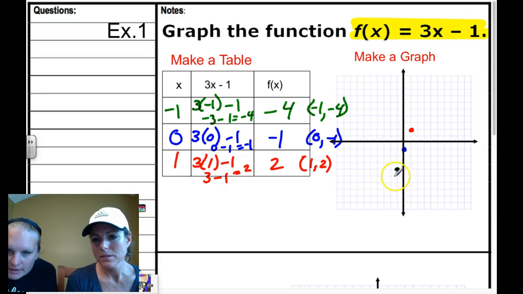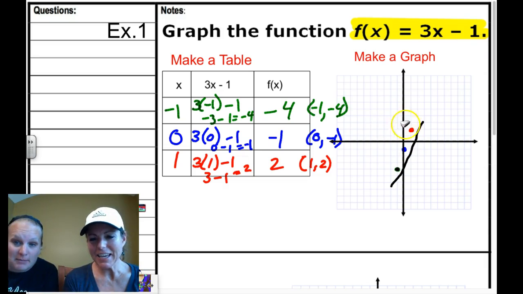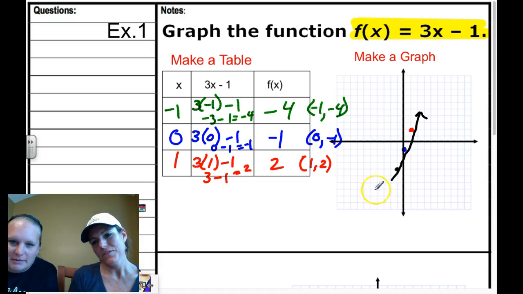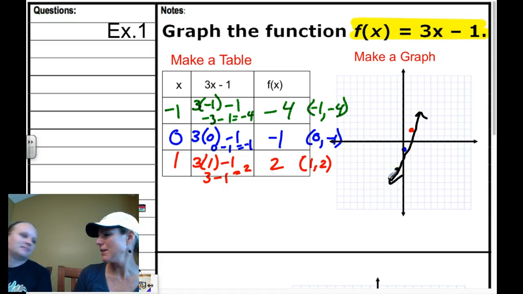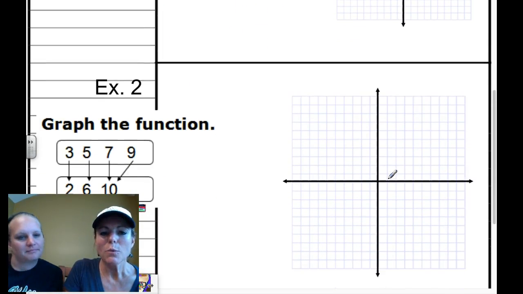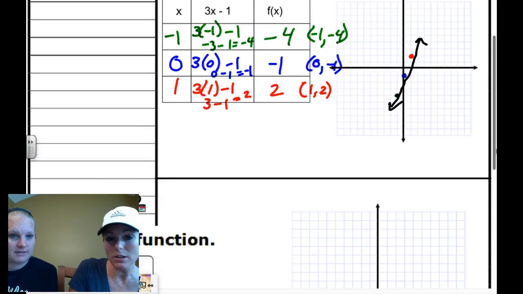Let's see if I can do this. It's really hard with this pen. Just imagine that's a straight line. I'm going to try one more time, but it's really hard with this pen. That was a little better. I think they can get what we mean. Draw your straight line. You're supposed to connect the dots. That is a continuous function.